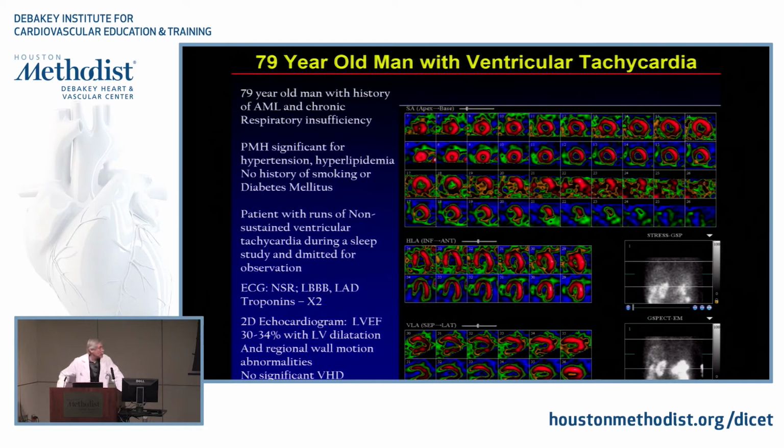This is a 79-year-old gentleman, history of AML, chronic respiratory insufficiency, past medical history significant for a lot of risk factors. Patient had runs of non-sustained VT during a sleep study, was admitted for observation, negative troponins, had a 2D echo with a low EF, regional wall motion abnormalities, no significant valvular heart disease. And you can see these images here. Anyone has any idea or interest or knowledge of what these images show?